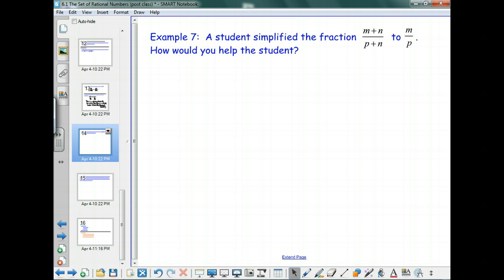All right, so a couple more connective kind of questions so you can get a feel for how these look. A student simplified the fraction m plus n over p plus n into m over p. How would you help the student? You're going to encounter quite a few questions throughout the semester that look a little bit like this, where they show a student doing something that's not correct, and then ask you, how would you help them?